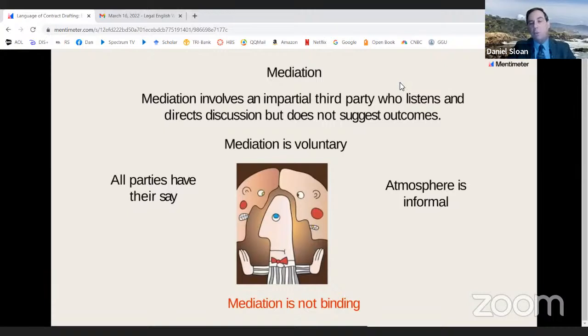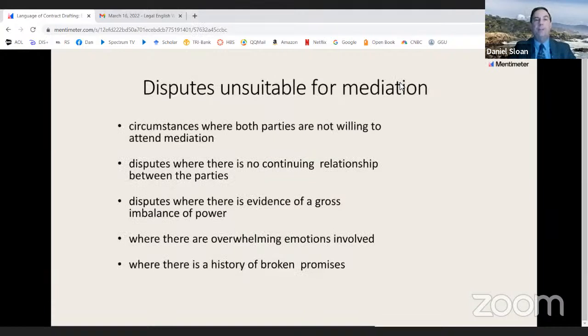There can also be more formality to it if you want to hold it in your attorney's office, or in the space of a third party, like a church, for example. Disputes unsuitable for mediation, and that sometimes is asked, are circumstances where both parties are not willing to attend mediation.